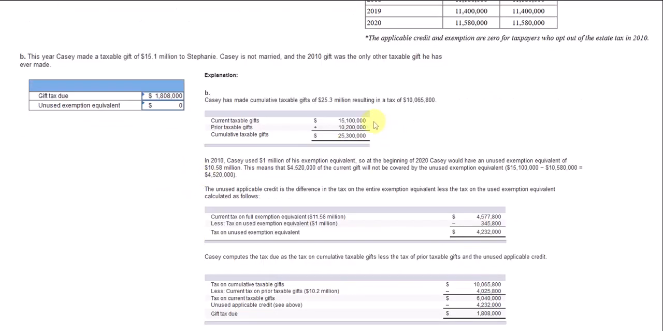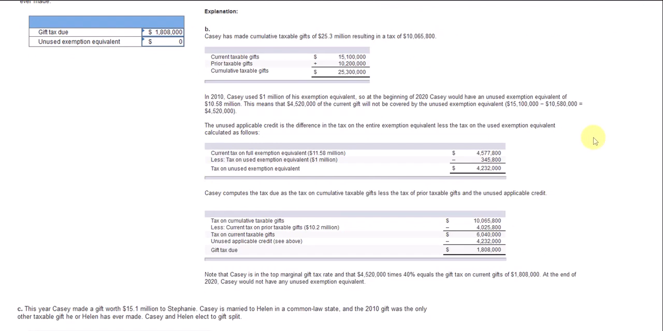The current taxable gift was $15.1 million. His prior taxable gifts were $10.2 million, for a total of $25.3 million. Okay, so in 2010, he used $1 million of his exemption equivalent. So at the beginning of 2020, Casey would have an unused exemption equivalent of $10.58 million. That means $4,520,000 of the current gift will not be covered by the unused exemption. And that is the $15,100,000 minus the $10,580,000, or $4,520,000. So now let's go through our calculations.